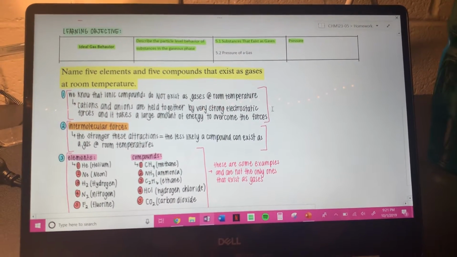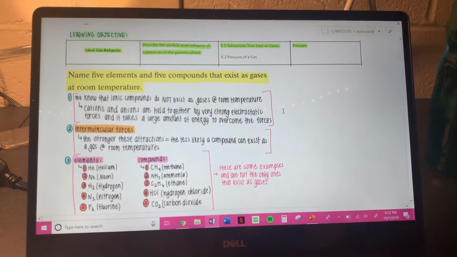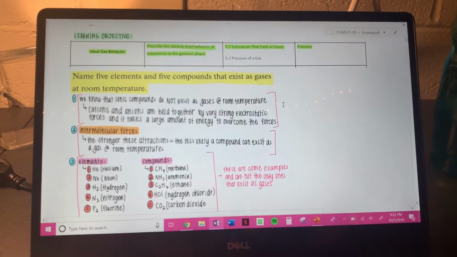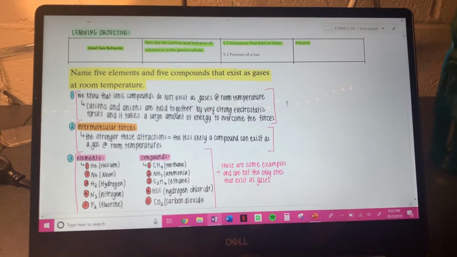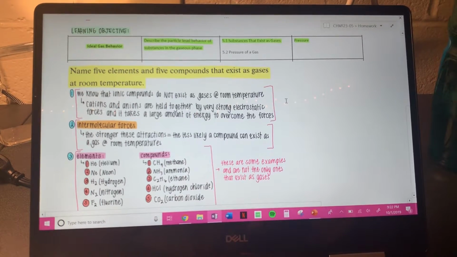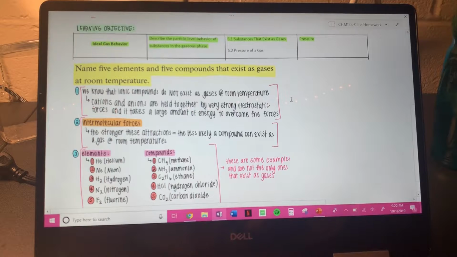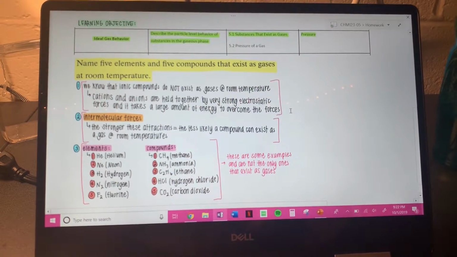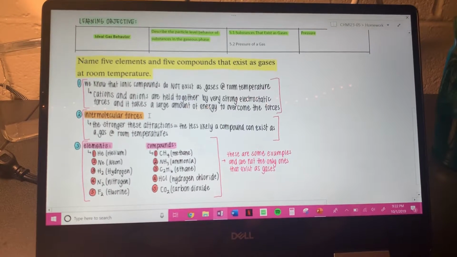And so one of the first things that we can look at is knowing that ionic compounds do not exist as gases at room temperature, because the cations and anions are held together by very strong electrostatic forces, and it takes a large amount of energy to overcome the forces, which means a high amount of heat, which standard room temperature does not give. And then intermolecular forces is also another idea that we have to keep in mind.